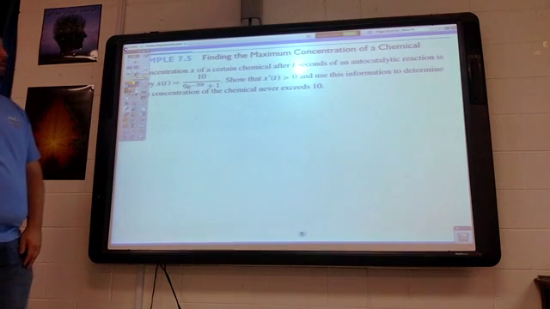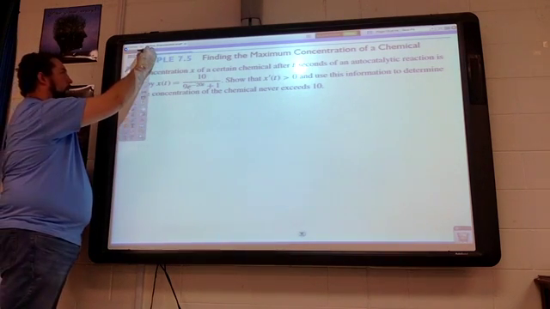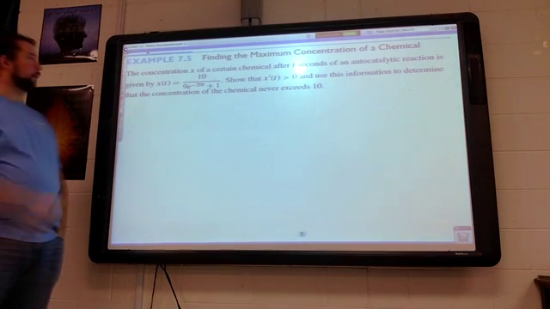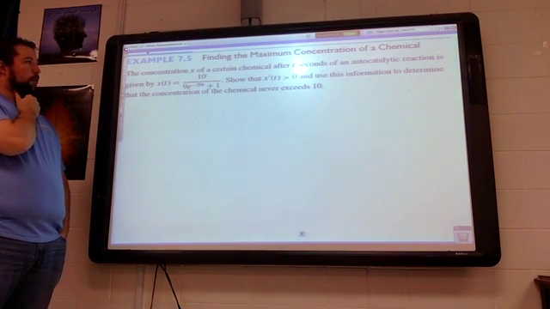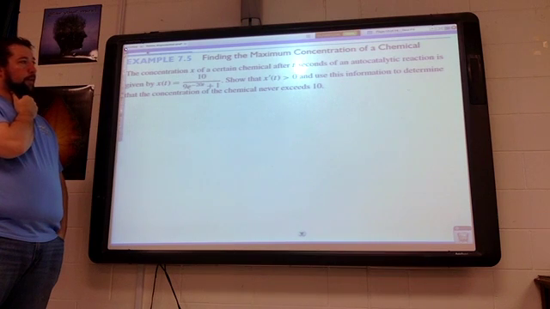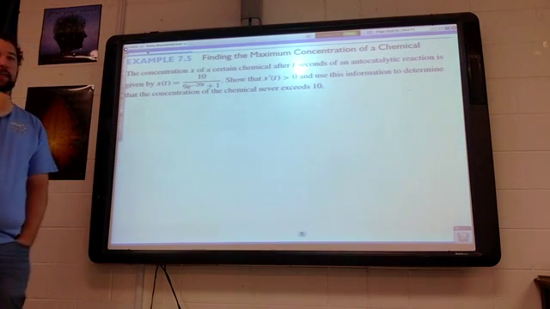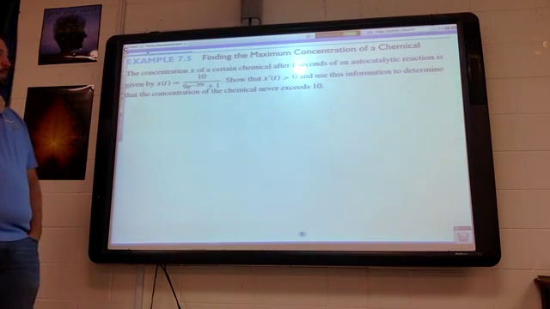So let's do a couple more problems here. The concentration X, we got something about chemicals up here. A certain chemical after t seconds of an autocatalytic reaction is given by this function here. X of t is equal to 10 over 9 times e to the negative 20t power plus 1. Show that x prime of t is greater than 0, and use this information to determine that the concentration of the chemical never exceeds 10.